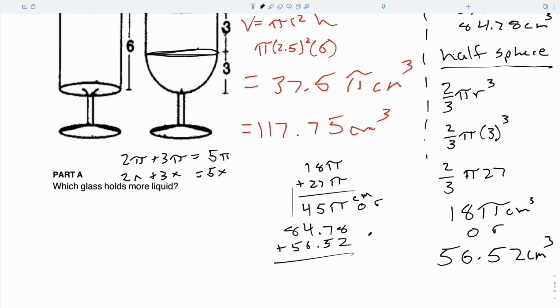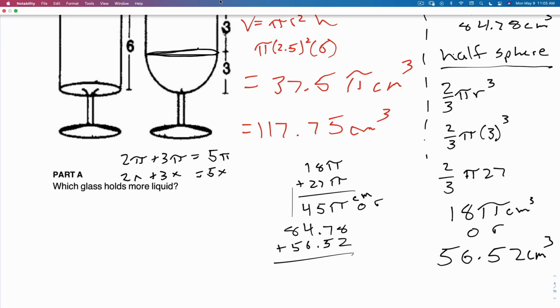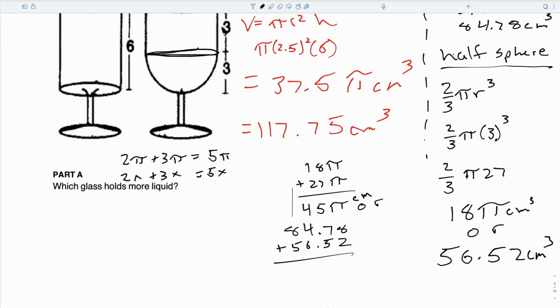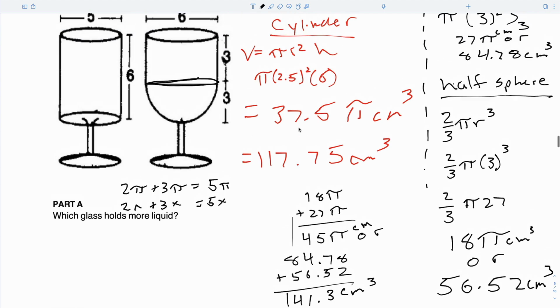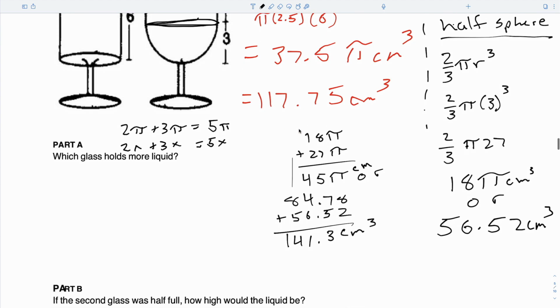84.78 plus 56.52 is what? Help me with the answer, Emma. 141.30. Okay, that's centimeters cubed. So there's the whole goblet. There's the whole cylinder. Let's compare it: 117 versus 141.